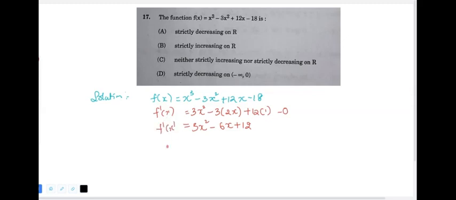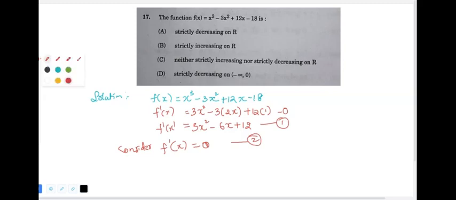So here we can consider f dash of x is equal to 0. Comparing 1 and 2, we can write 3x square minus 6x plus 12 is equal to 0. So 3 is common in all, we can take it out: x square minus 2x plus 4 is equal to 0.